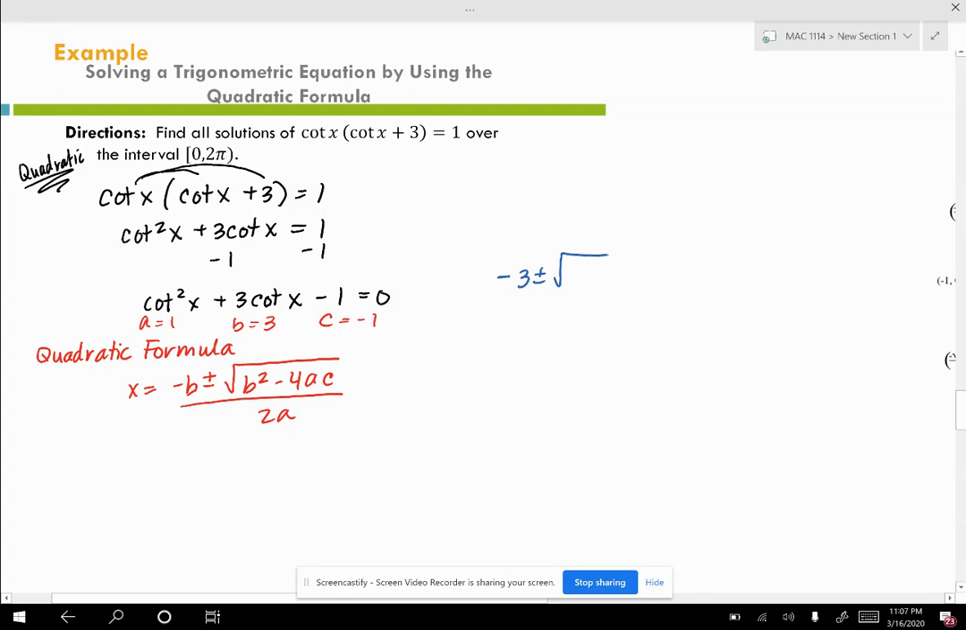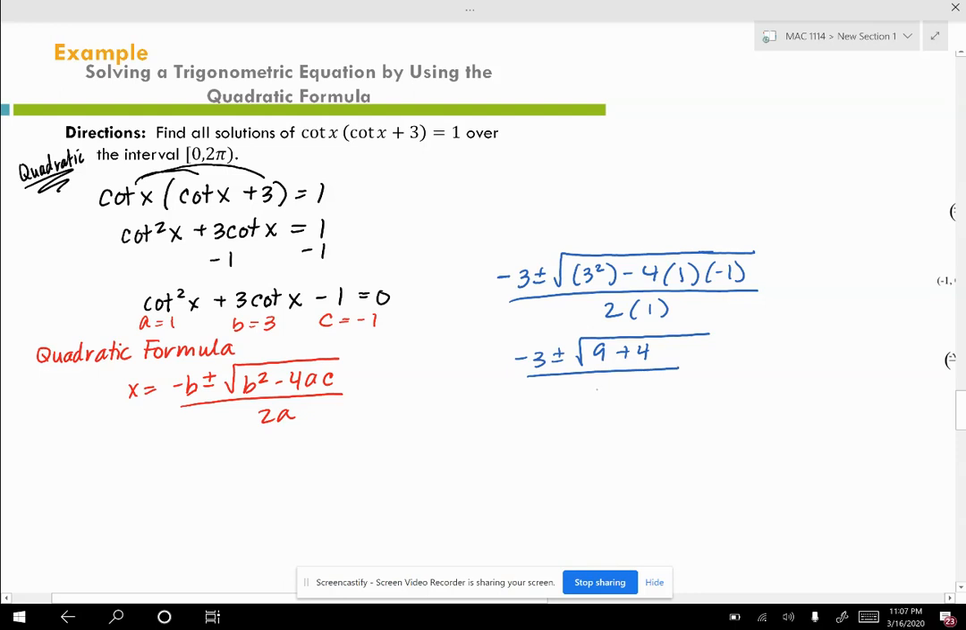All right. So when I do that, I'm going to have negative b, which would be negative 3, plus or minus the square root of b squared, which is 3 squared, minus 4 times 1 times negative 1, all over 2 times 1. So that gives me negative 3 plus or minus the square root of 9. Negative 4 times negative 1 is positive 4, all over 2. And 9 plus 4 is 13, so that's negative 3 plus or minus the square root of 13, all over 2.